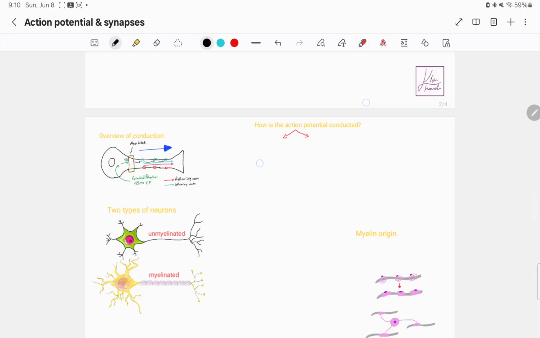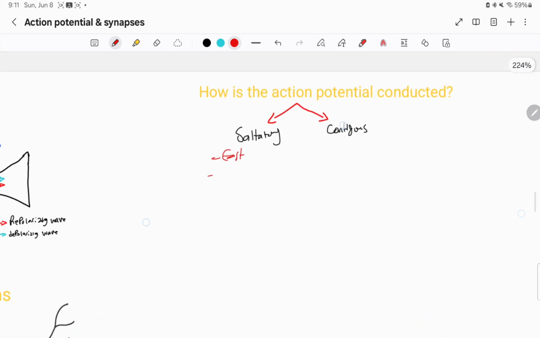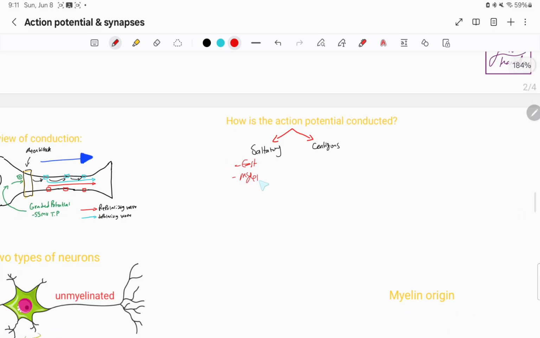Okay. Now let's look at how we actually conduct this action potential. There are two ways of conducting an action potential. The first way is called saltatory conduction. The other one is called contiguous conduction. Saltatory conduction, a couple of things about it, is that it is very fast. It is extremely fast conduction speed. And that is because the actual neuron has this thing called a myelin sheath.